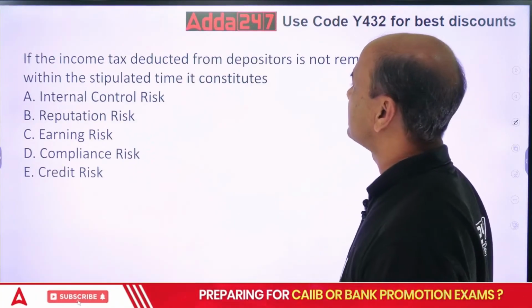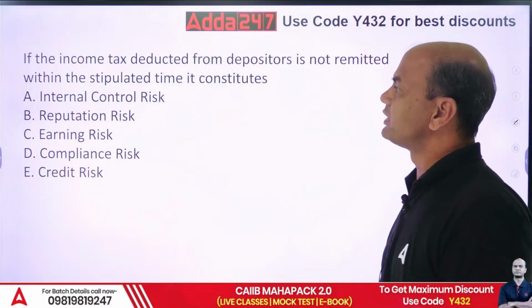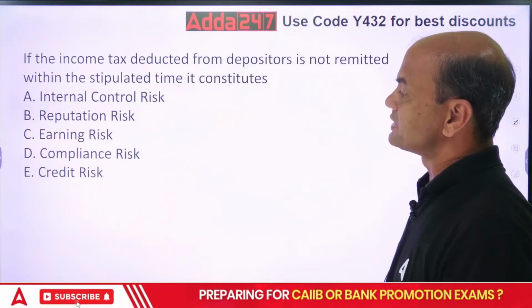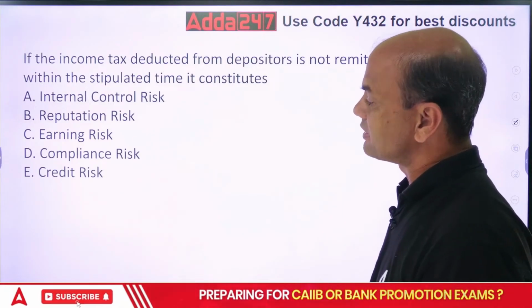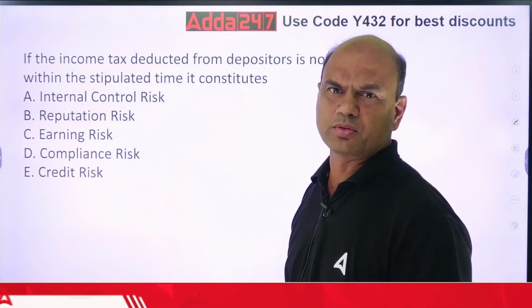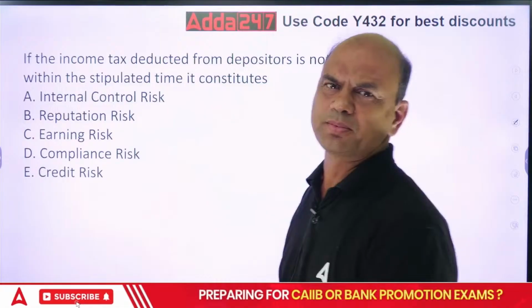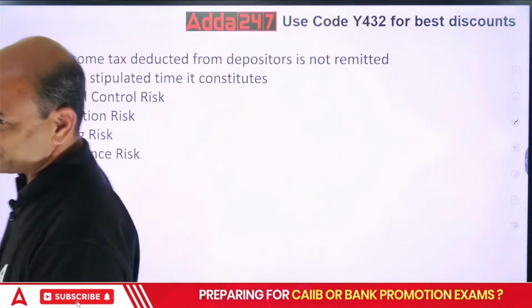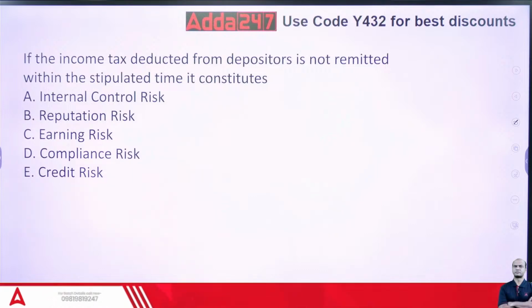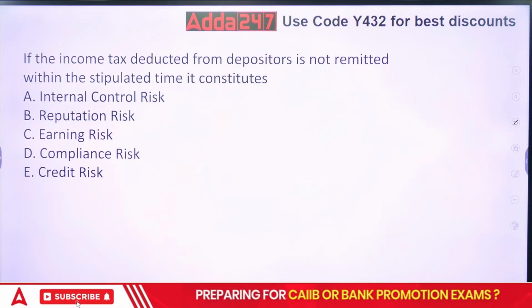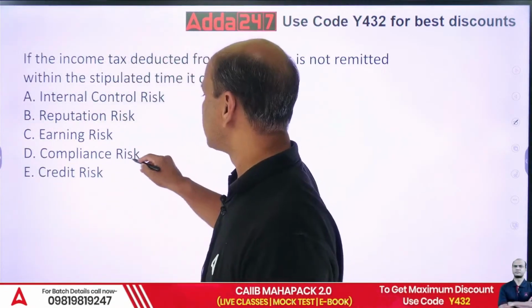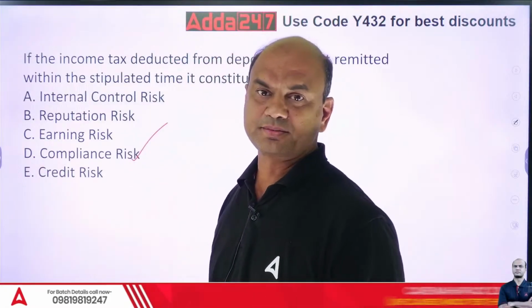If the income tax deducted from the depositor's account is not remitted within the stipulated time, it constitutes internal control risk, reputation risk, earning risk, compliance risk, or credit risk? Very simple. Income tax you have deducted from the client's account, so you have to give it to the income tax department. If you don't give, what are you doing actually? You are committing a fraud. You are taking the money from the client and not giving it to the concerned department. So basically it's a compliance part, compliance risk. Okay?